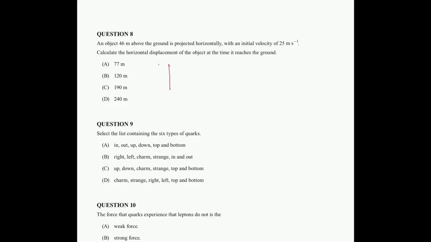So we have something that is, let's call it a ball, 46 meters above the ground, and it is being projected with a horizontal velocity of 25 meters per second. Now, what ends up happening is that ball is going to follow an arc motion as it goes and hits the ground. And what we want to find out is the horizontal displacement for when it hits the ground. So I like to use my kinematic equations when solving this question. And the first thing I want to figure out is how long it takes for the ball to hit the ground.